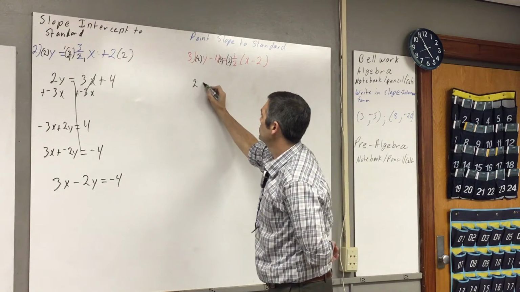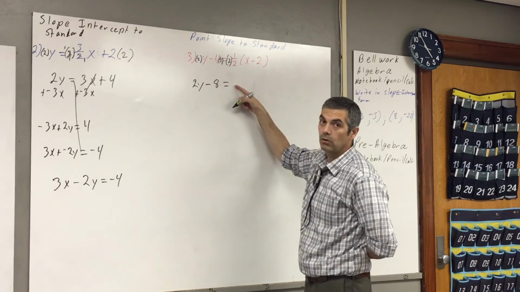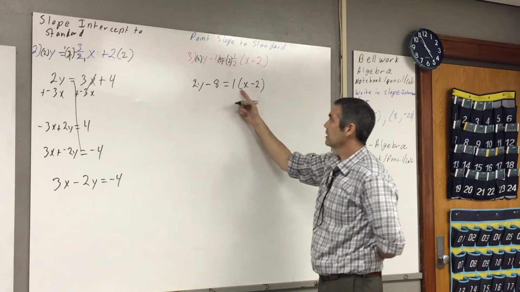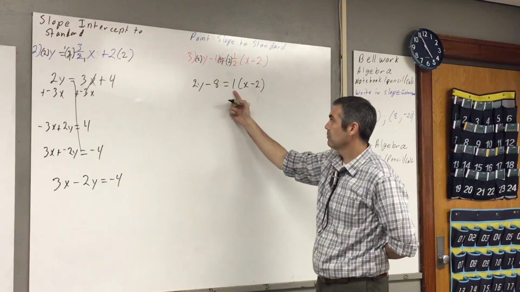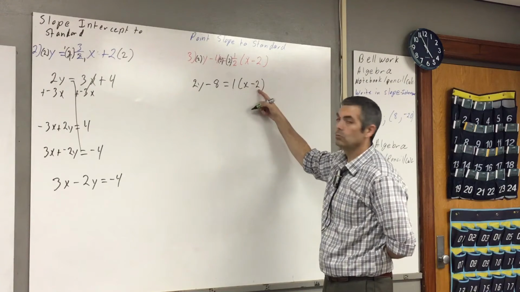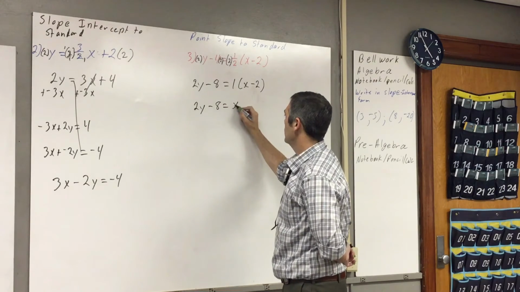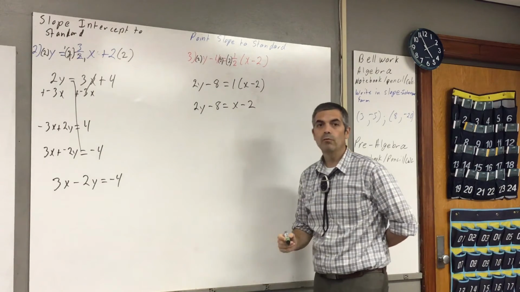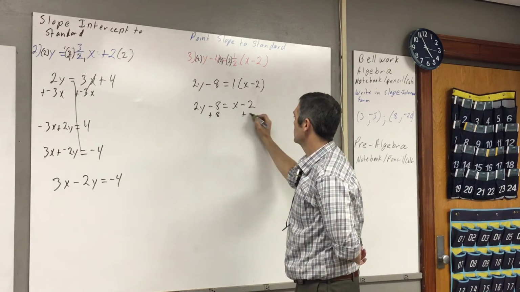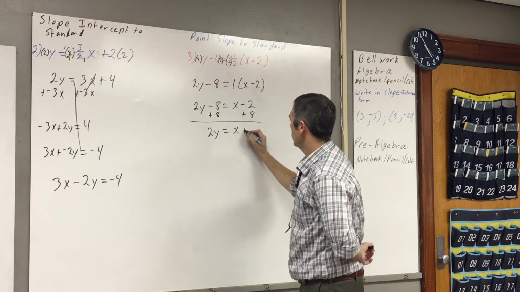We're going to have 2y minus 8 equals 1. So our slope is going to be 1 here. X minus 2, and actually I can just drop these parentheses and get rid of that, because if I distribute this 1 through, that's 1 times x, which gets me x, 1 times 2, which gets me 2. So we're going to do that. 2y minus 8 equals x minus 2. Now I get to start moving things around. So the first thing I'm going to do is I'm going to move this to this side. Add 8 to both sides. That gets me 2y equals x plus 6.